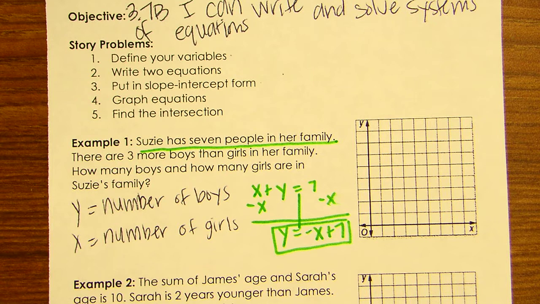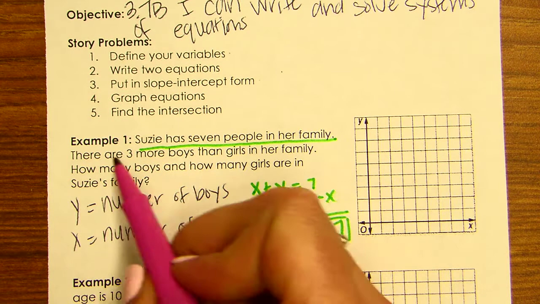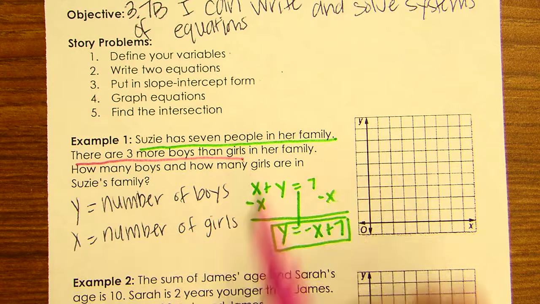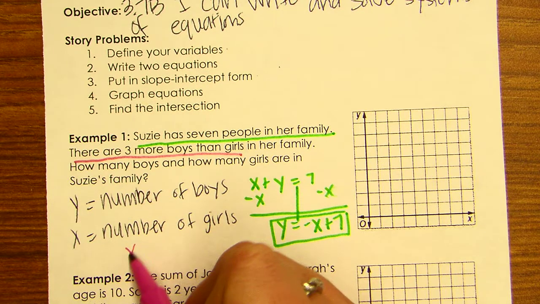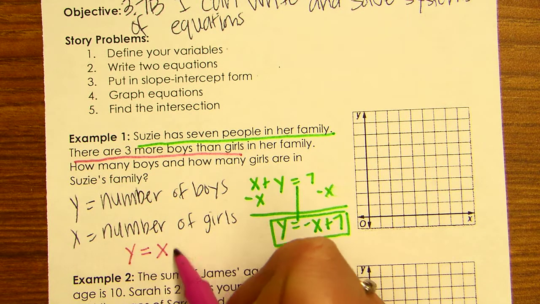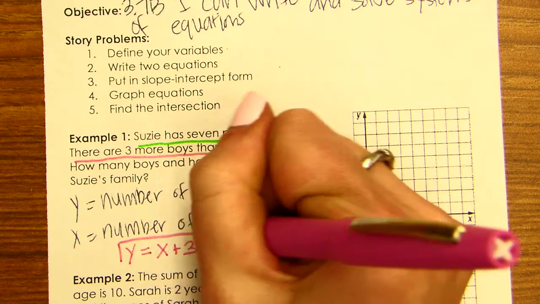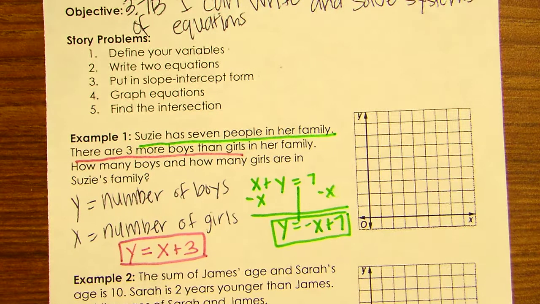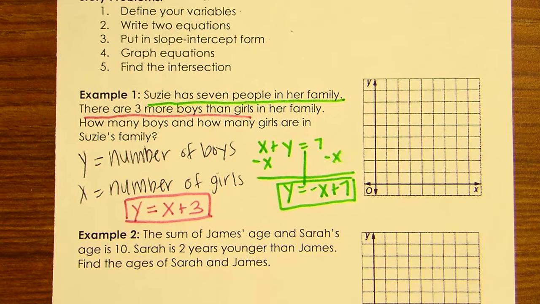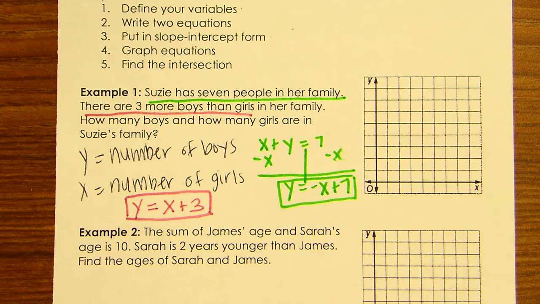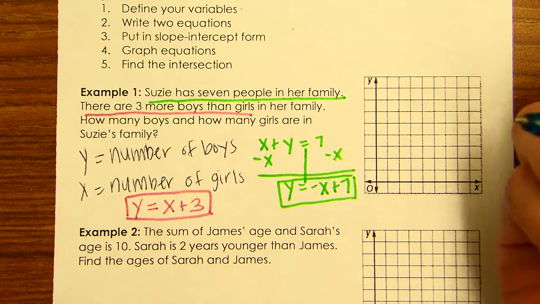My second equation is going to come from this other sentence where it says there are 3 more boys than girls in her family. That means the boys equals the number of girls plus 3, because there are 3 more boys than girls. So there is my equation for that one. And then I'm going to make my graph.